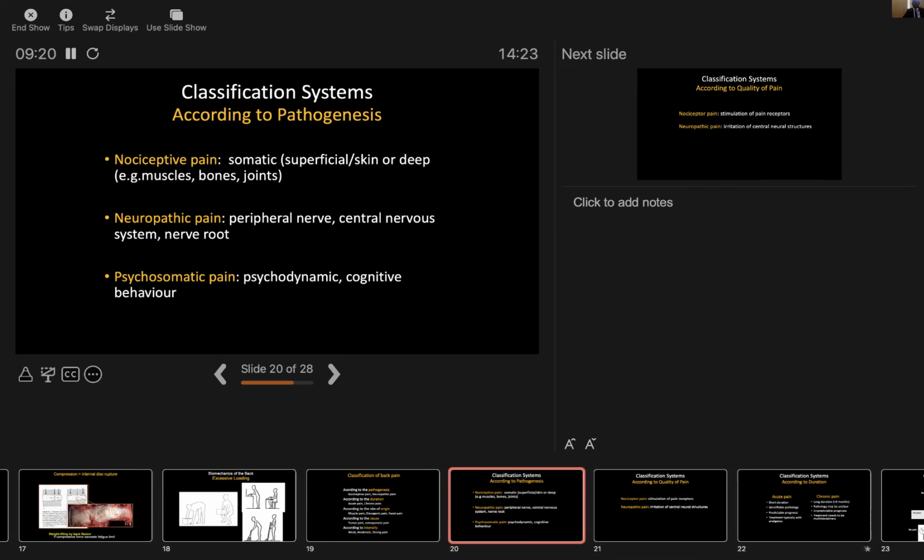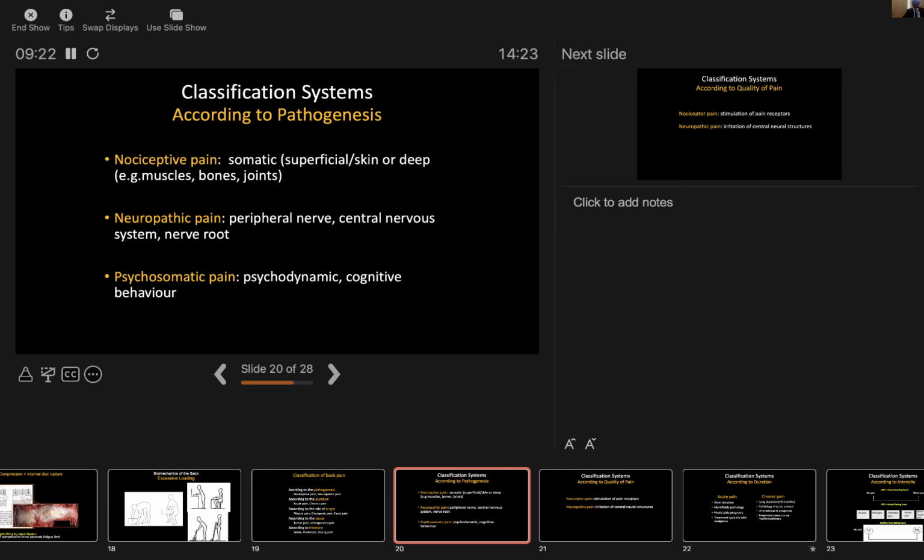Okay. We can classify back pain in different ways. We can call it nociceptive pain. It originates from somatic tissues, skin, deep muscles, bones, joints, or neural tissues. We call it neuropathic pain. The pain distribution and its properties are different.